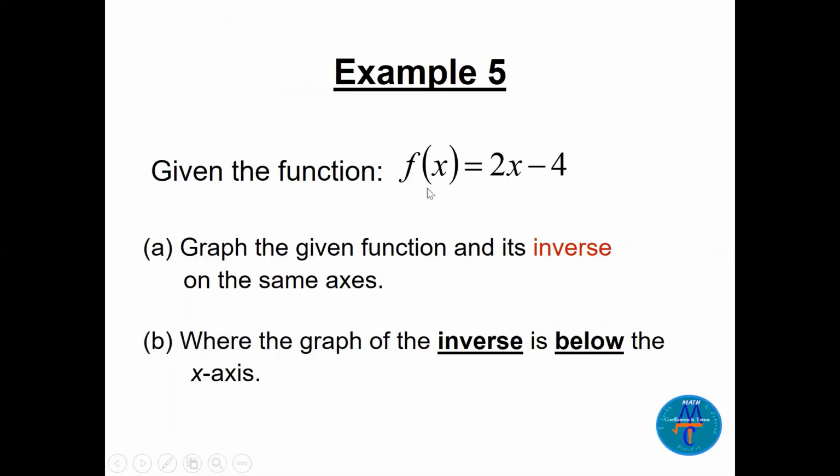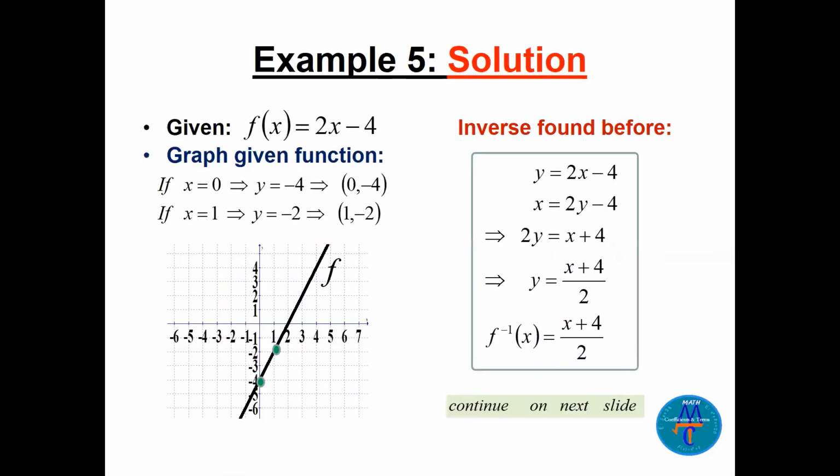Let's look here at the function f of x equals 2x minus 4. Graph the given function and its inverse on the same axis, and see where the graph of the inverse is below the x-axis. We know this is a straight line, so we can graph it. Just take the x-intercept and y-intercept, or any 2 points you like. If x is equal to 0, y will be minus 4. If x is equal to 1, y will be minus 2.